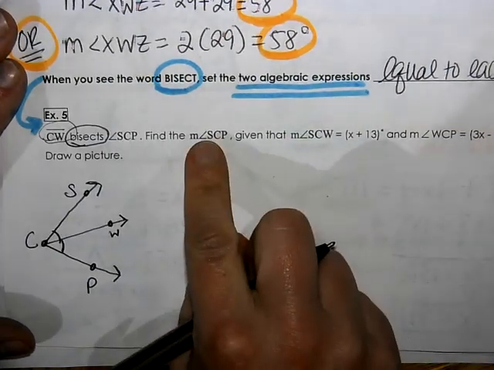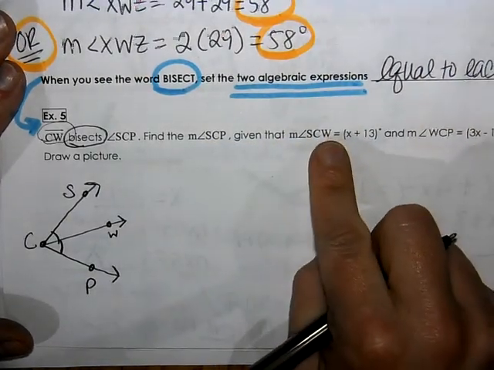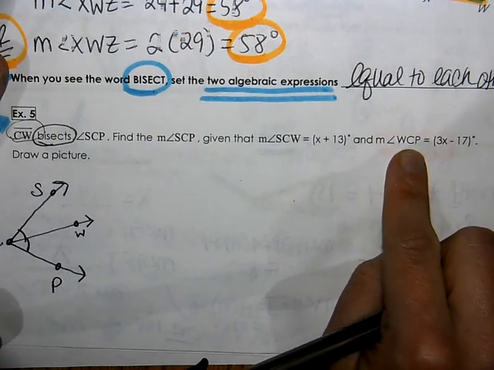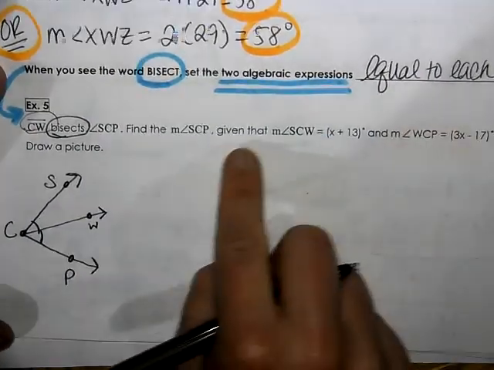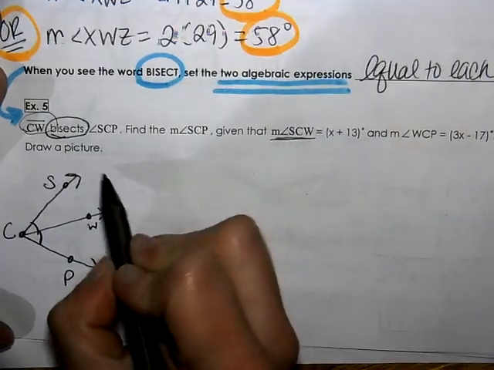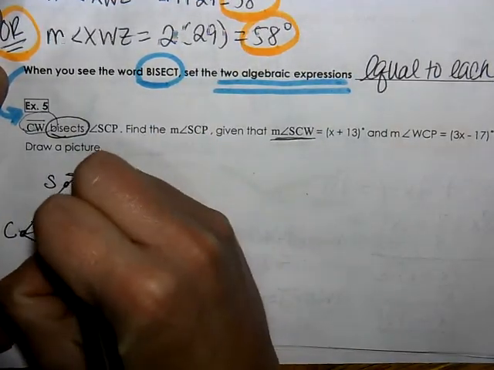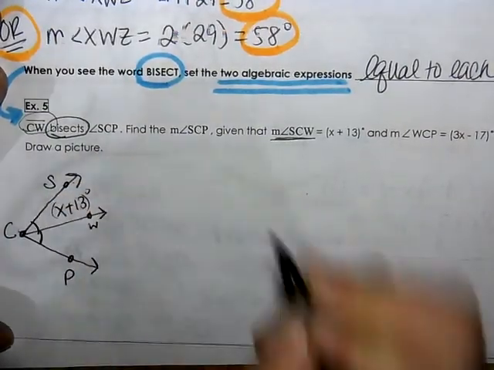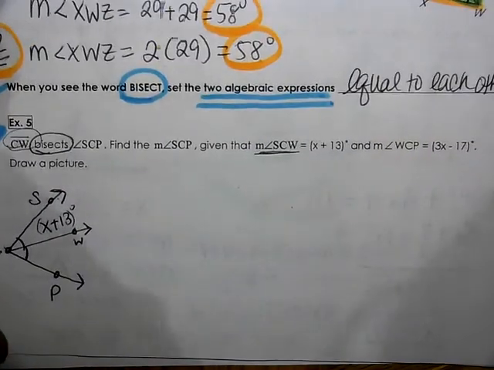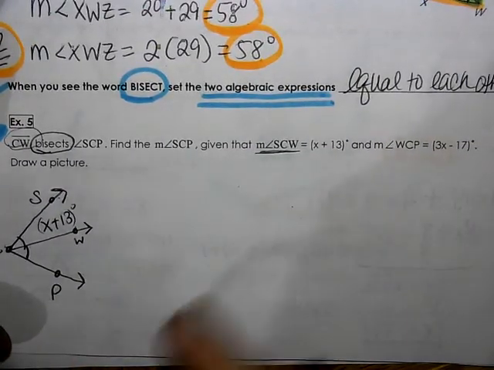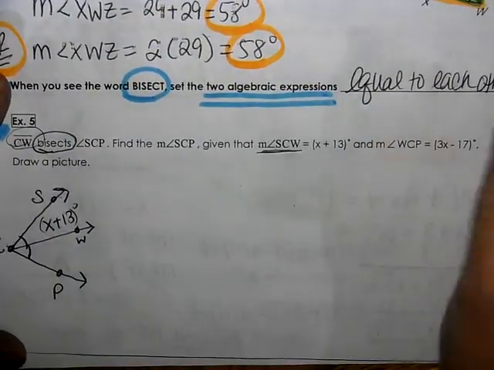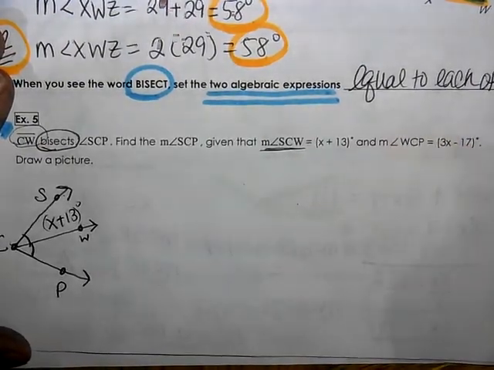We want to find the measure of angle SCP, given that the measure of angle SCW is x plus 13, and the measure of angle WCP is 3x minus 17. So let's go ahead and insert that information. Measure of angle SCW, so here's SCW, is x plus 13 degrees. I'm just going to put that in parentheses just like I see it. We're going to drop the parentheses whenever we are finding x and finding our angle measures, but this is just establishing that it's the whole value in degrees.